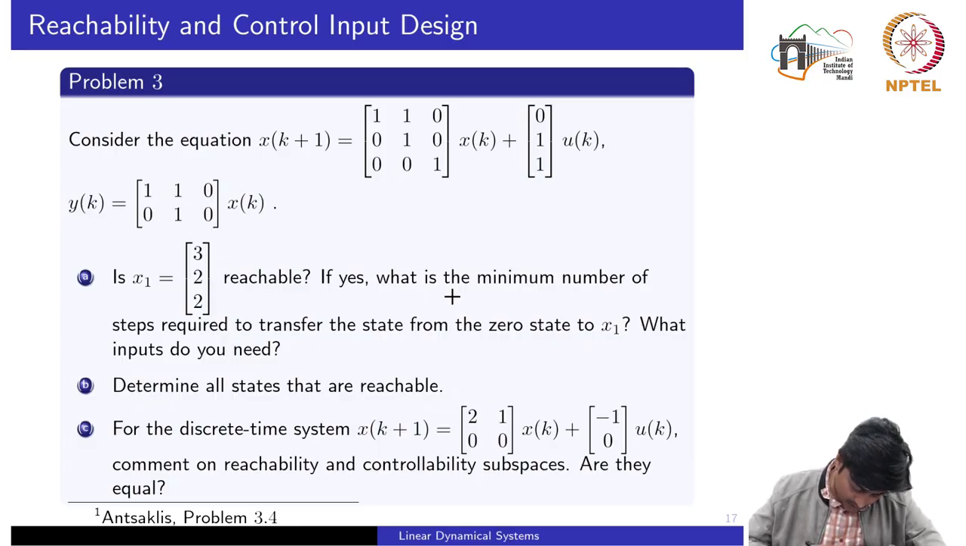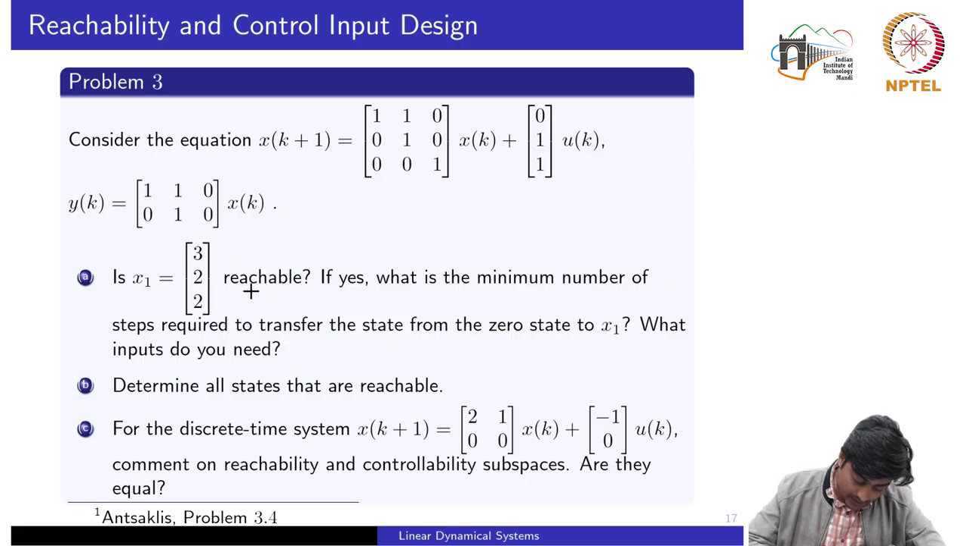Problem 3 is the subsequent problem of the same book, where now we are considering a discrete time system with A, B, C matrices given by this. The first part of the problem is whether x1, which is given by this, is reachable.